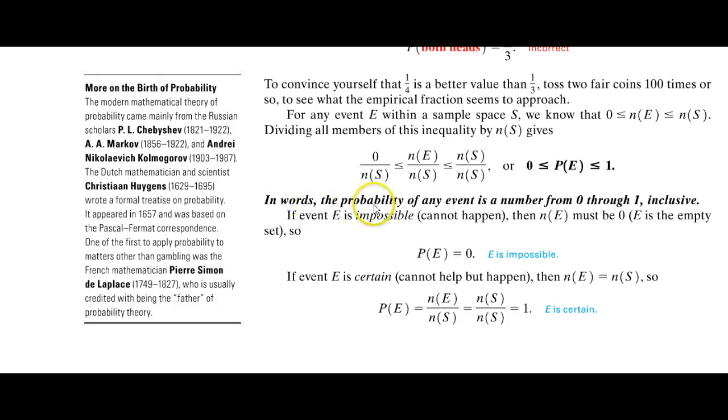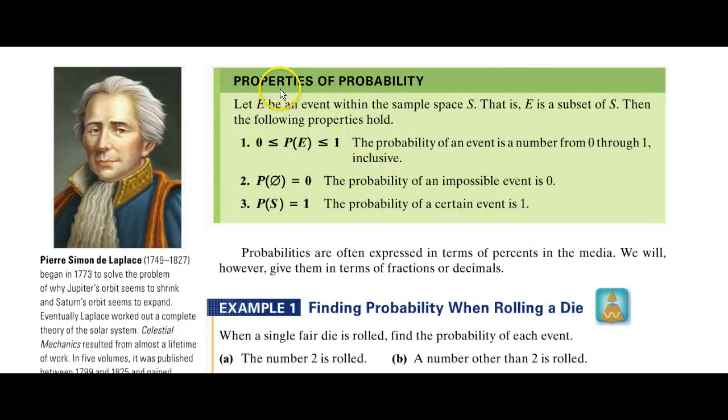Summarizing in words, the probability of any event is a number from 0 through 1 inclusive. That is, it could be 0 and it could be 1. The probability of 0 is a possibility, and the probability that it's a certainty, that's going to be 1. That is the whole. And here are the properties of probability in summary, which we have just talked about. Normally, it's between 0 and 1. A 0 probability is an impossible event. Complete certainty, the probability is 1. And again, that could be 36 out of 36.